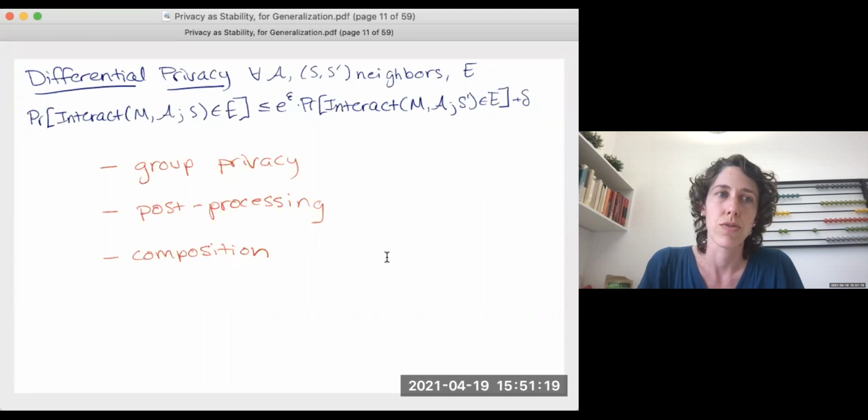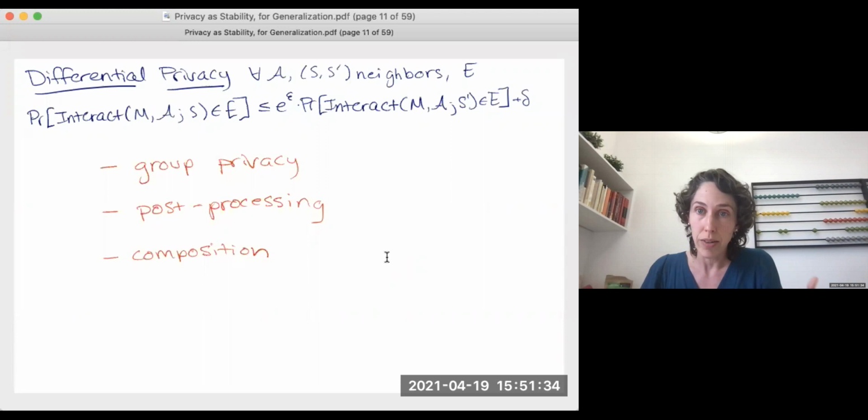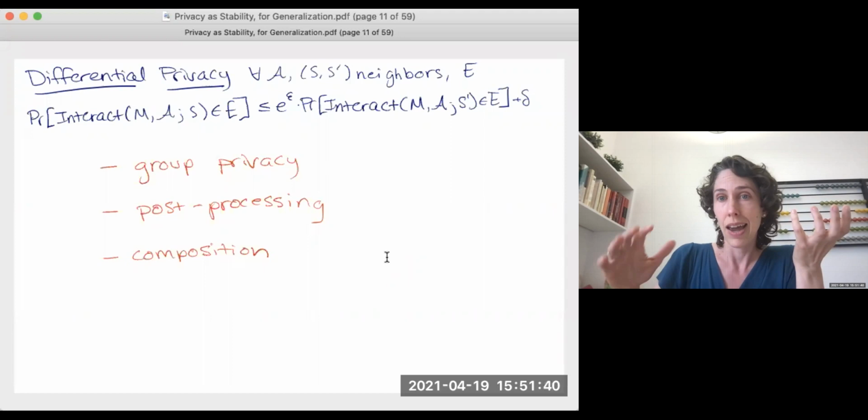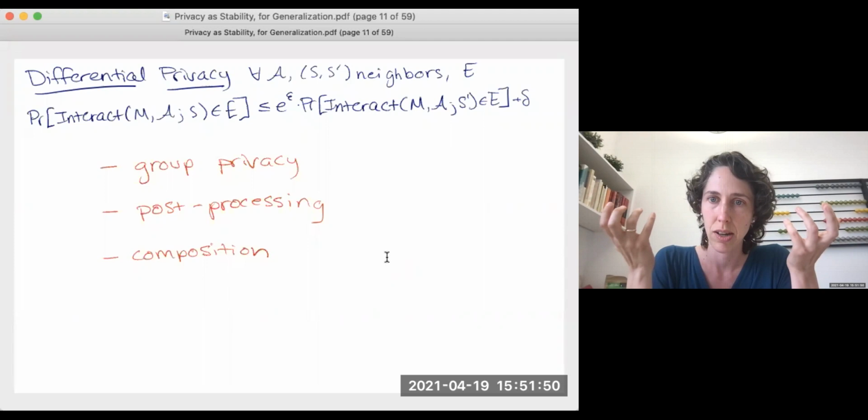And then the third thing is composition. I'll tell you intuitively what I mean by composition, and then we'll talk through some versions of composition theorems, because we're going to use those today. Composition intuitively says if I do one computation that's differentially private, so it's stable in this particular sense, and I do another computation that's also private, so it's also stable in that sense, then I can reason about the overall stability of that combination of computations.